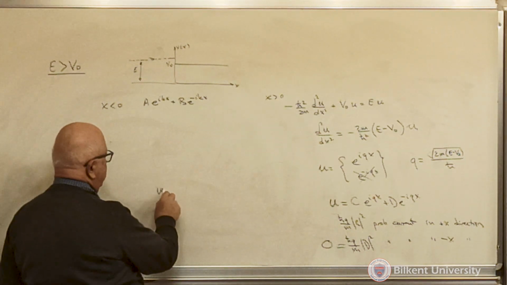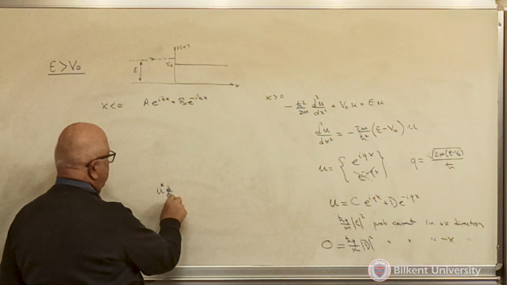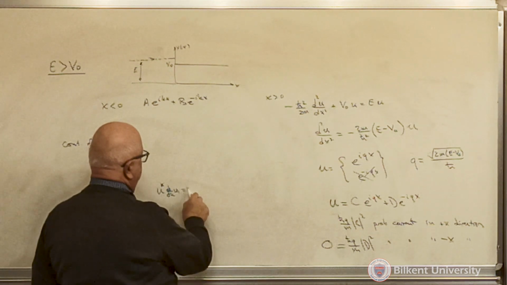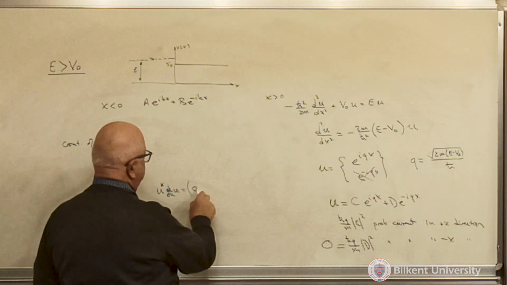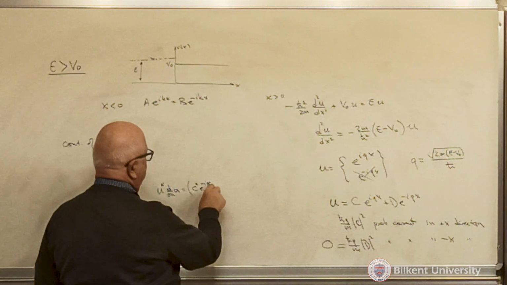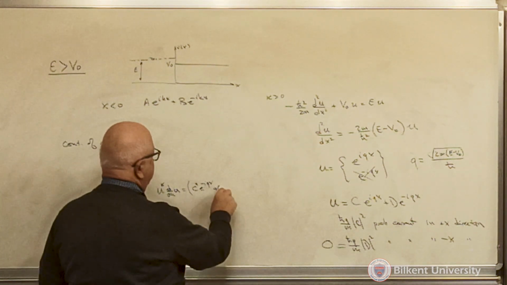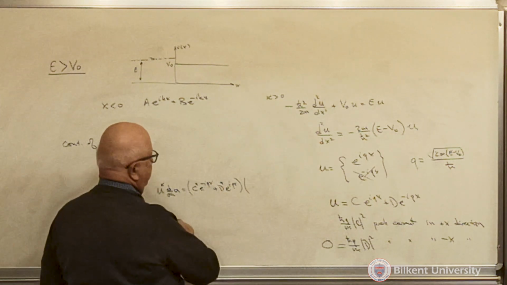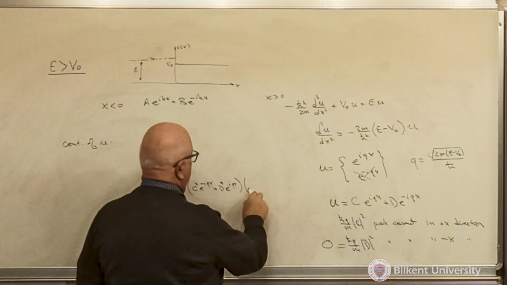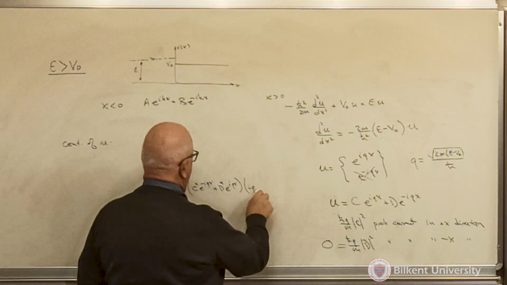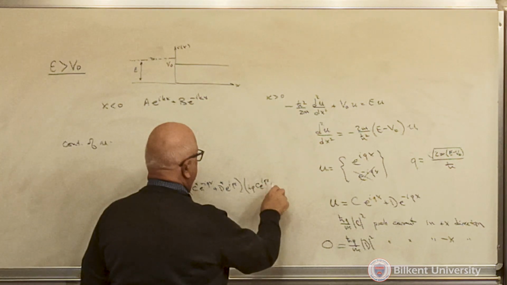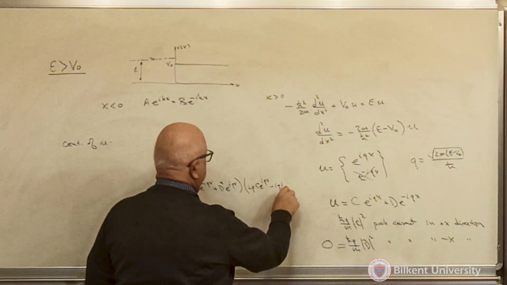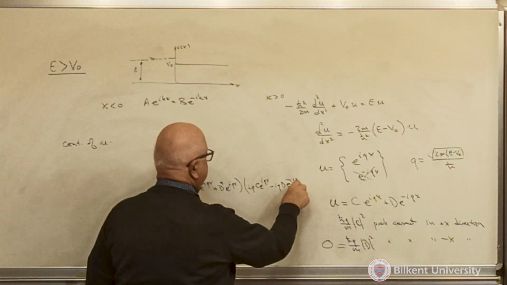If you look at U star dU for something like this, what do you get? You get U star, which is C star e to the minus iqx, plus D star e to the plus iqx. And then you have the derivative, which is going to give you iq C e to the iqx, minus iq D e to the minus iqx.